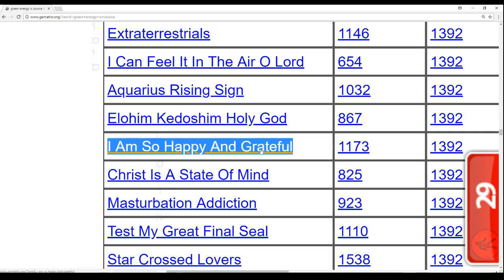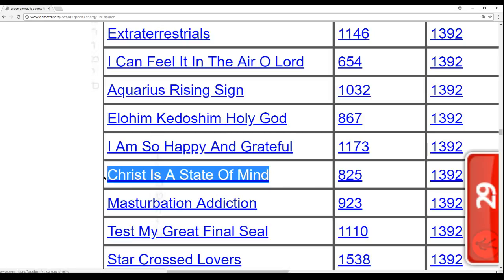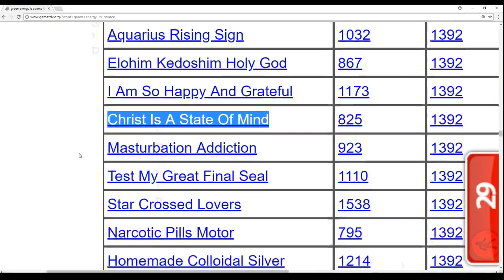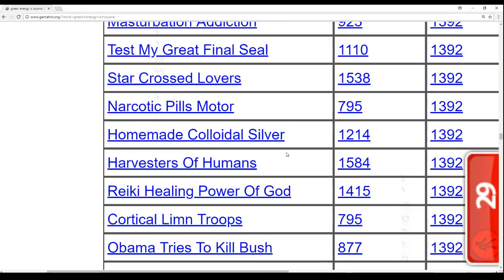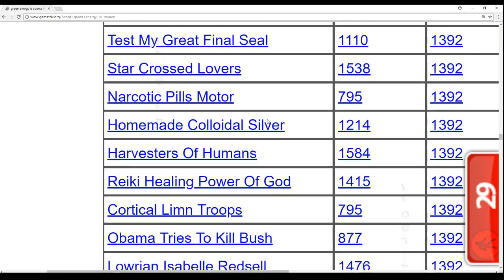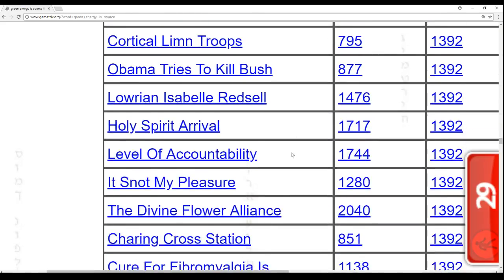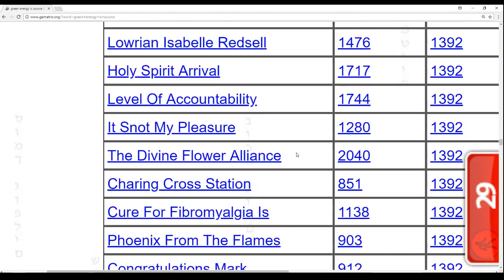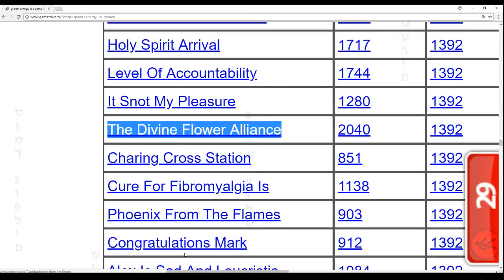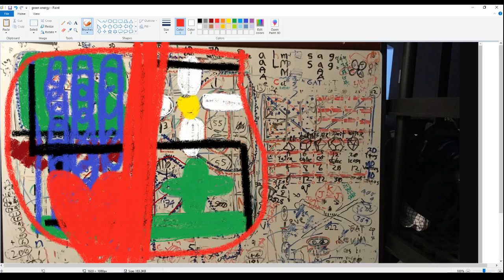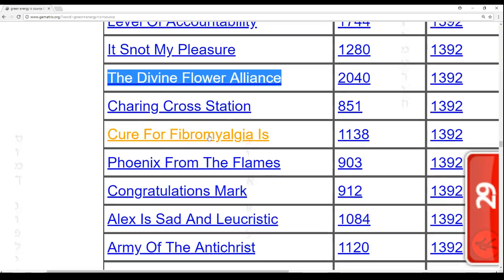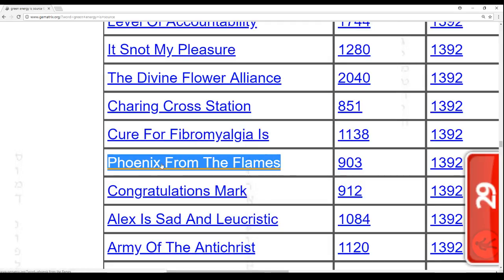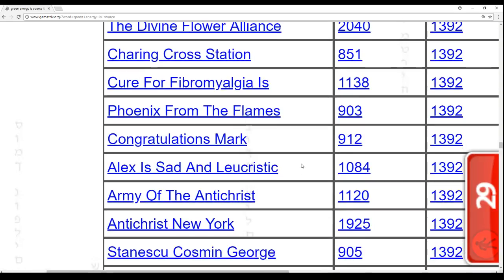Where am I? Wow, I got a little Christ state of mind, guy. Christ is a state of mind. Yeah, okay. Look at this guy. Wow, addiction. That's bad. We're addicted to things we hate. What is this? Holy Spirit arrival. I think it's hilarious. Divine Flower Alliance. That could be the symbol. Wow. I don't know what that word means. Phoenix from the flames. Congratulations. Wow.